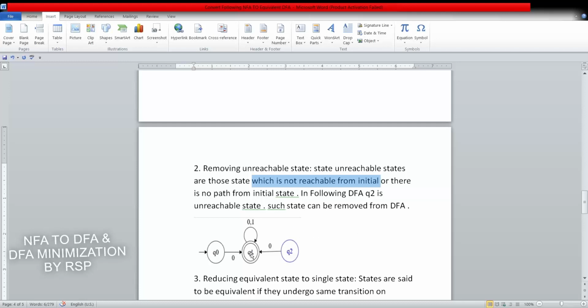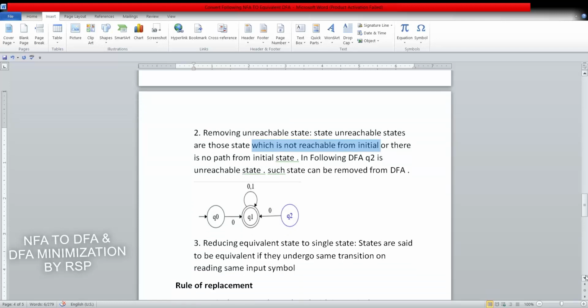So as you can find, Q2 here, though there is a path from Q2 to Q1 on this transition 0, there is no way to reach Q2 from the initial state. So this state is unreachable from Q0. So we can remove this state from the DFA and we can minimize the DFA.